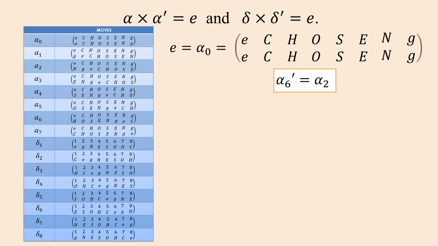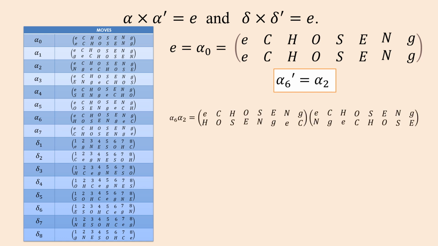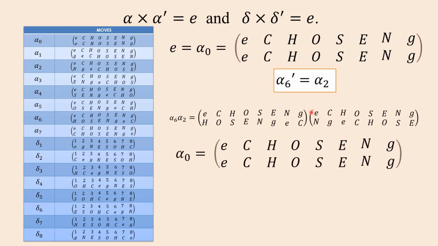Next, we have alpha sub 6. The inverse of alpha sub 6 is alpha sub 2. So let's check. EN, NE, EE, CG, GC, CC, HE, EH, HH. So as we can see, the result is the identity element. Therefore, it is true that the inverse of alpha sub 6 is alpha sub 2.